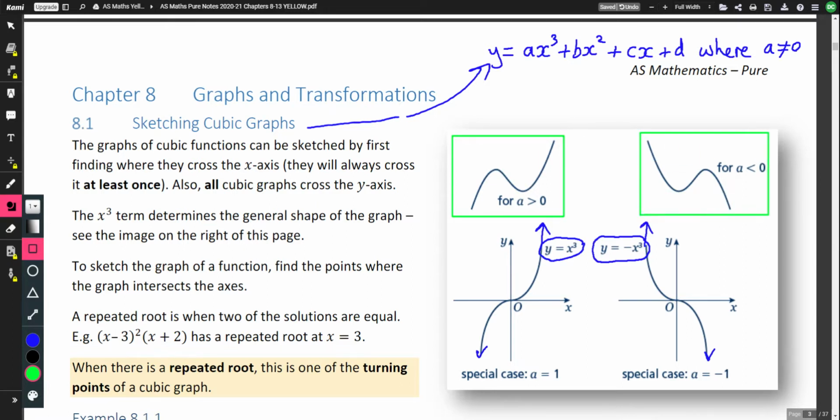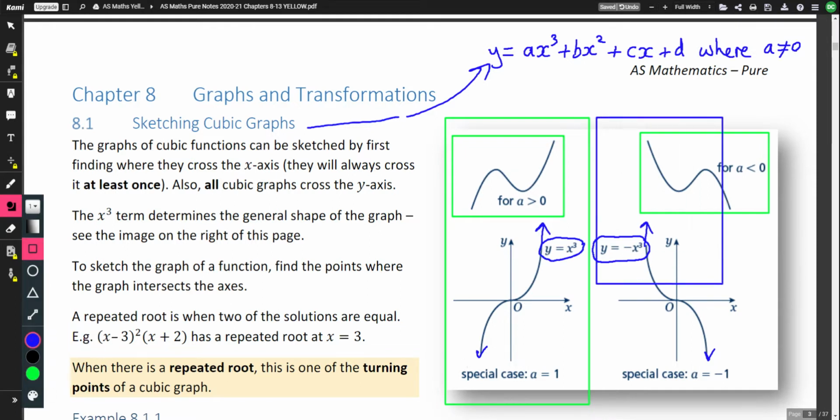Here's the shape if a is negative. Again, at most 2 stationary points. We don't always get 2 stationary points, but maximum will be 2. So notice when a is positive, which covers both of these situations, I'm putting a box around. When a is positive, the graph starts in the bottom left-hand corner and finishes in the top right-hand corner. Whereas when a is negative, it's the other way around.